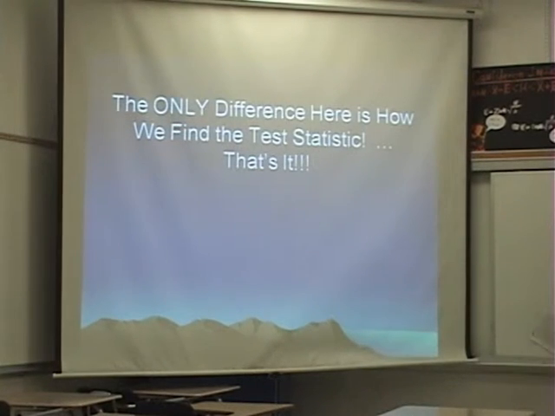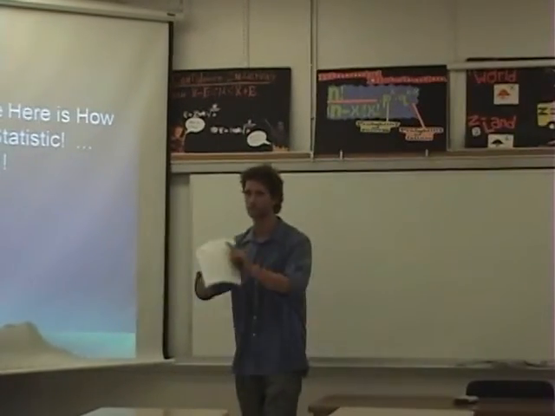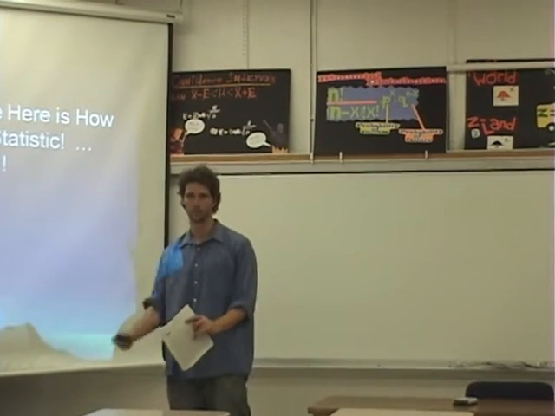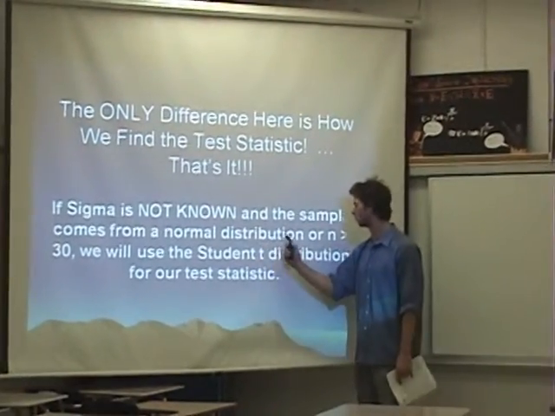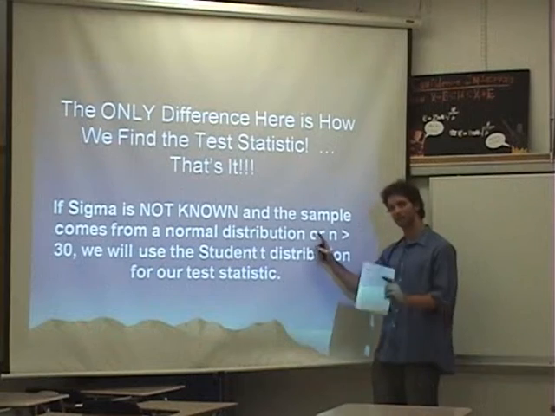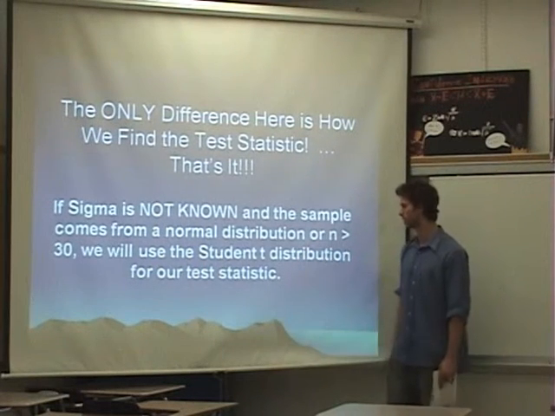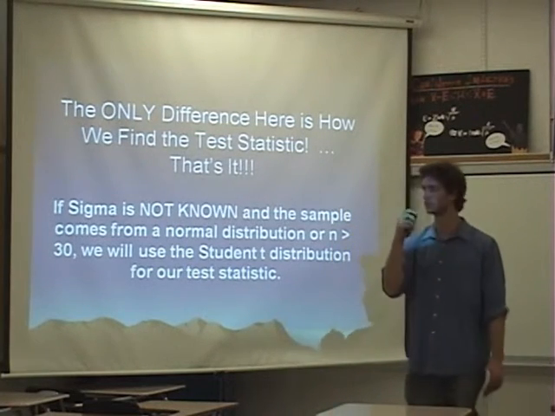The only difference here is that we find the test statistic. That's it. The whole thing is the same exact thing, except we're using the T-chart, we're using the T-statistic. Critical values, hypothesis, conclusions, all of that is exactly the same. We're just, step 4 is changing. The sigma is not known, the sample comes from a normal distribution, or if it doesn't come from a normal distribution and n is greater than 30, we will use the student T distribution for our test. You know that. That was from confidence intervals.